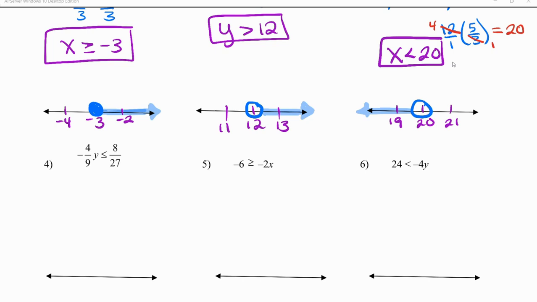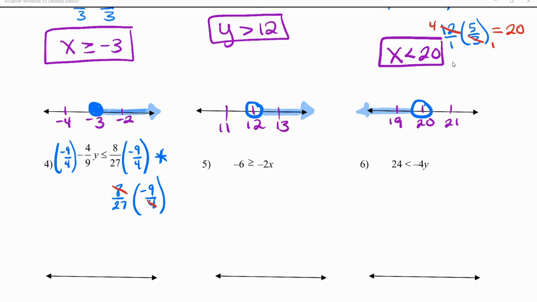For 4, we have negative 4/9 times y. So we're going to multiply both sides by the reciprocal, negative 9/4. Okay, so because we multiplied both sides by a negative, we want to make sure we flip the inequality symbol. You can multiply the numerators and then the denominators, or you can cross cancel.